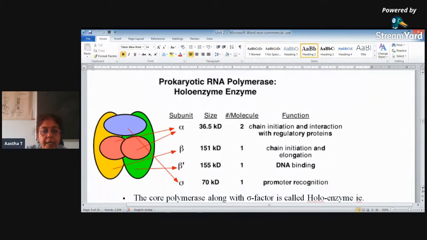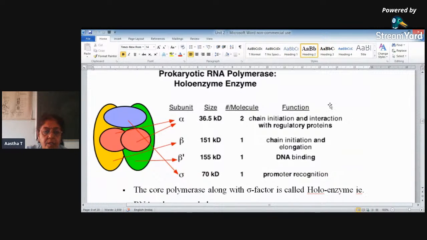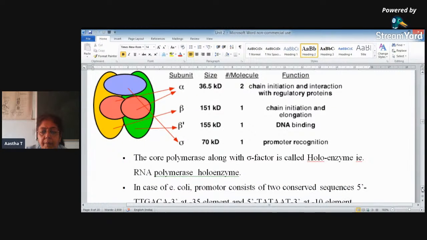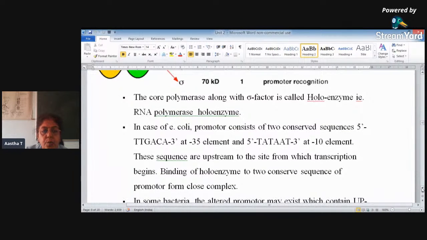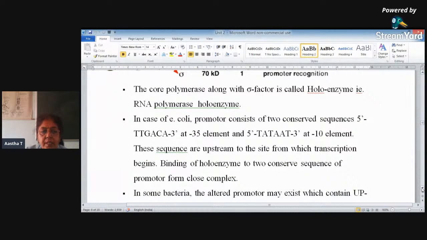So this is the prokaryotic RNA polymerase holoenzyme, alpha subunit, beta and beta prime subunits, and this blue colored is the sigma factor, which is mainly involved in the binding of the RNA polymerase to the promoter. So core polymerase along with the sigma factor is known as the holoenzyme.